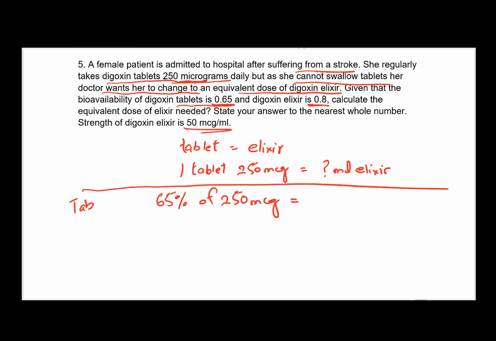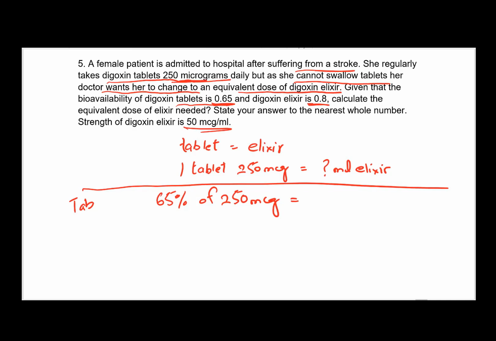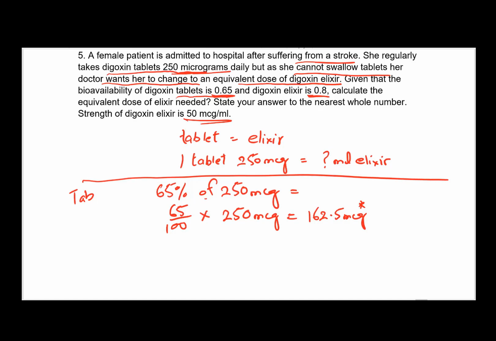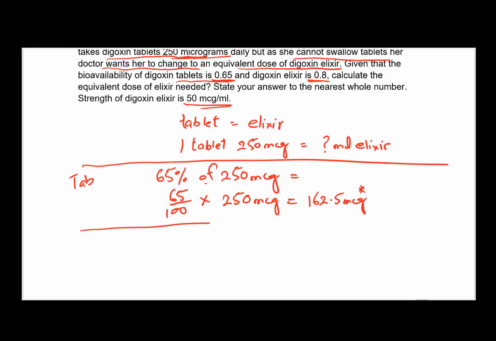So how do I know what is 65% of 250 mcg? The way I calculate it, 65 percent means per 100. So 65 per 100 multiplied by 250 gives 162.5 mcg. So that's the active, let's call it an active drug. So when the patient takes 250 mcg of tablet, only 162.5 mcg gets absorbed. Okay.